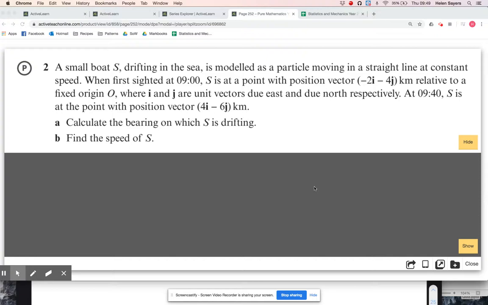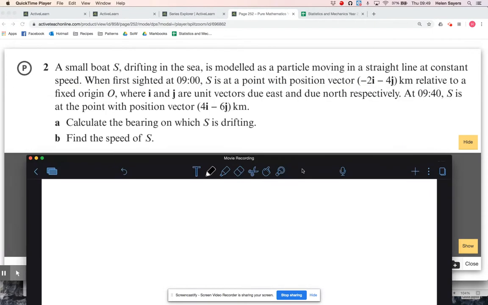Okay, we're looking at the first year core textbook, mixed exercise 11, which is on vectors. So I've got a boat that's drifting in the sea, and we're just modelling it as a particle, so that means we don't need to take its size into account in this situation. Straight line at constant speed, and I'm given its position at 9 o'clock, so we'll take that as our starting time, and then I'm given its position 40 minutes later, and I'm asked the bearing on which it's drifting.